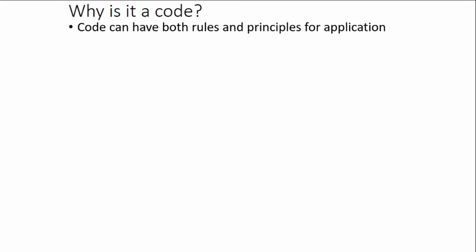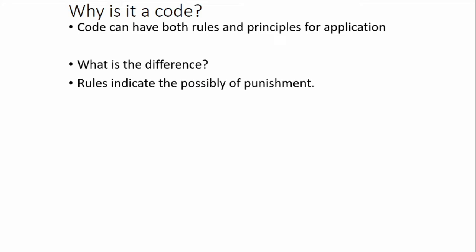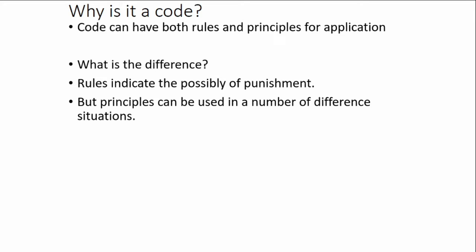So, a code can have rules or principles for application. Rules require compliance, whereas principles require application. What is the difference? When we use the word rules, we often think about breaking the rules. And whenever a rule is broken, there always seems to be a punishment. So there's almost a compelling to obey or listen to a rule. This is not the line that King 4 has taken.